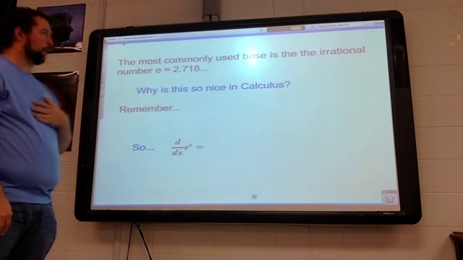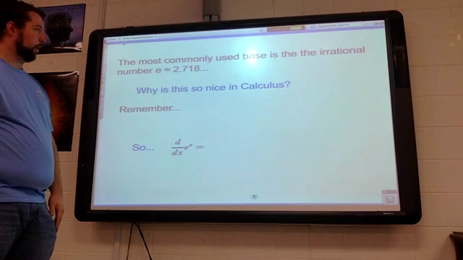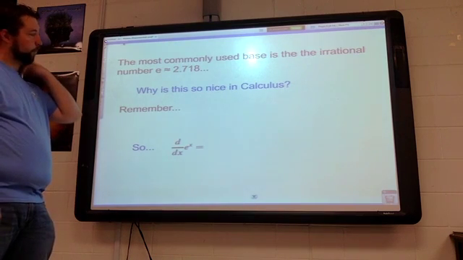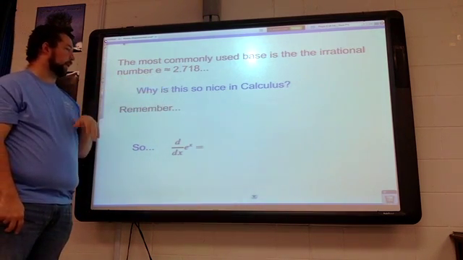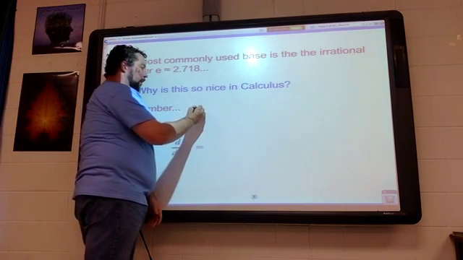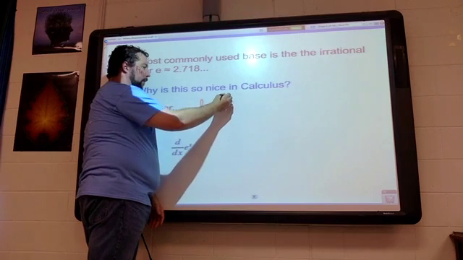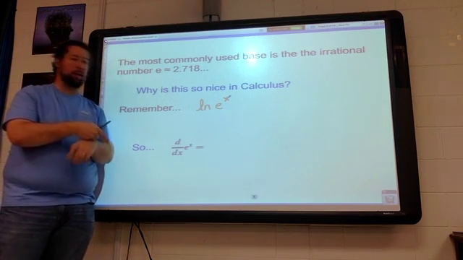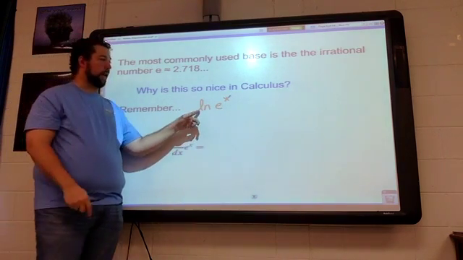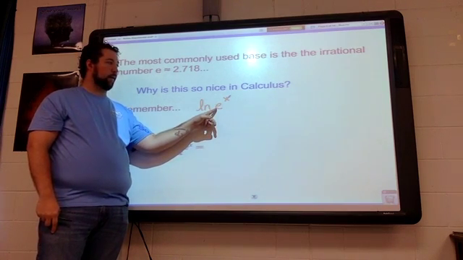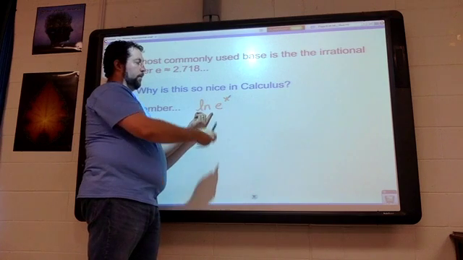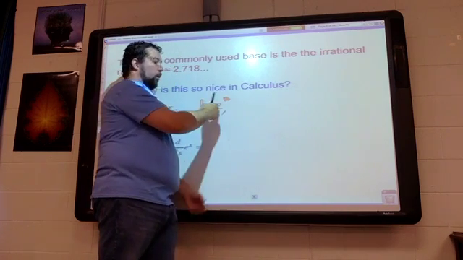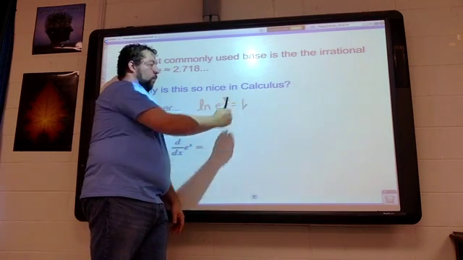Remind me sometime to tell you where that number came from. It's actually a limit problem with some nested fractions, which is quite interesting, but we won't talk about it here. But why is e so nice in calculus? It's because the natural log and the e function are inverse operations, like multiplying and dividing, or squaring and square rooting. They undo each other. So if you have the natural log of e to the x power, the natural log and the e just cancel out and the x is there. Or if we leave the x off, the natural log of e is just equal to 1.